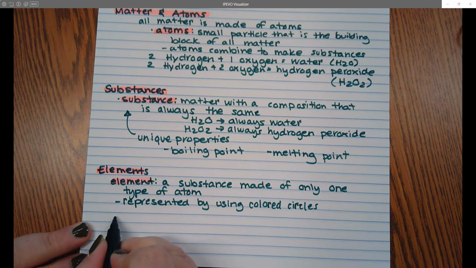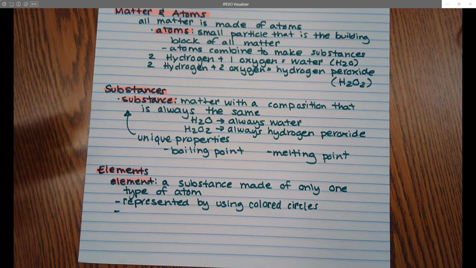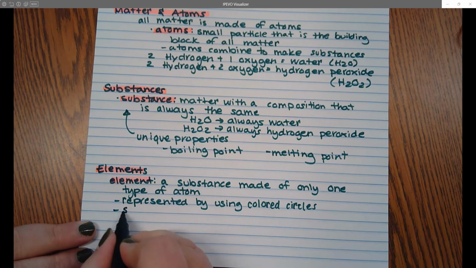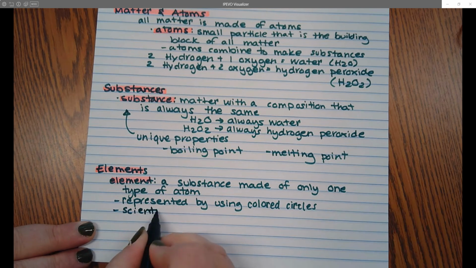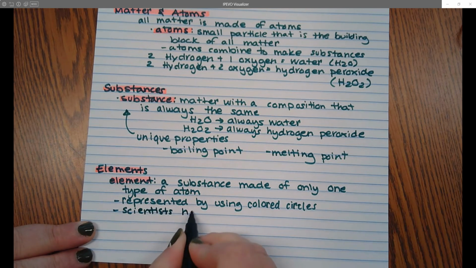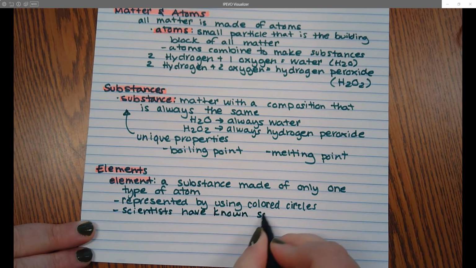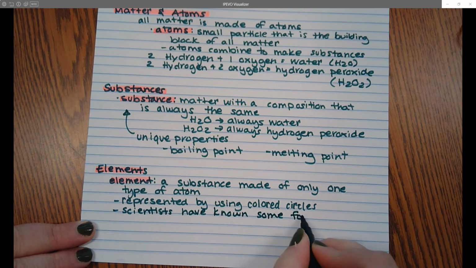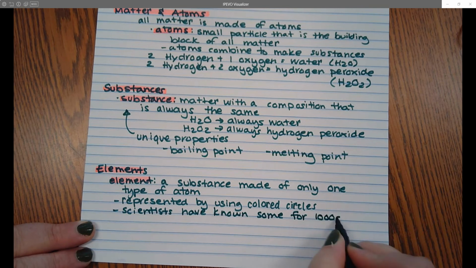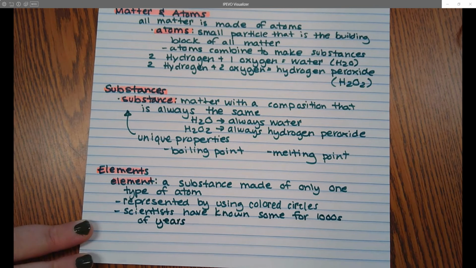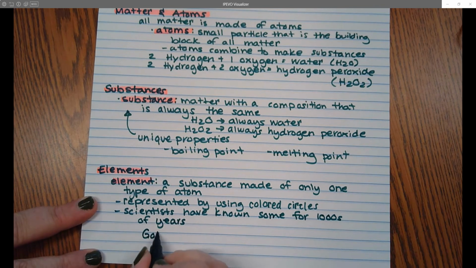So some elements have been around for a long time. I mean, all of the elements have been around since Earth formed, but some elements have been known for a very long time. So let's write, scientists have known some for thousands of years. These would be things like gold.